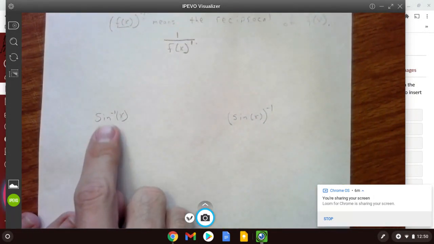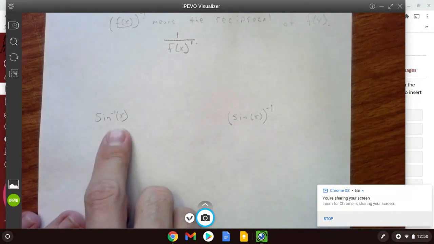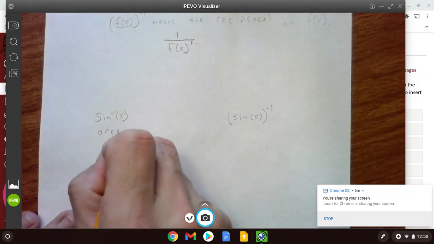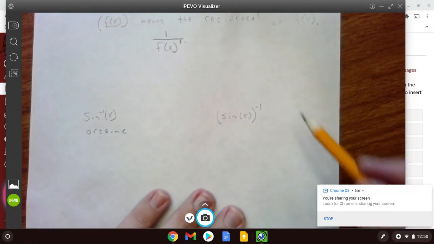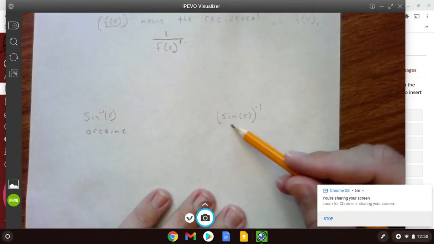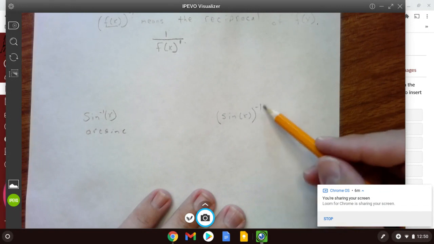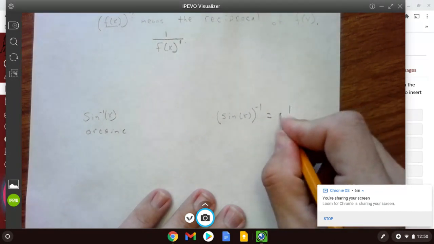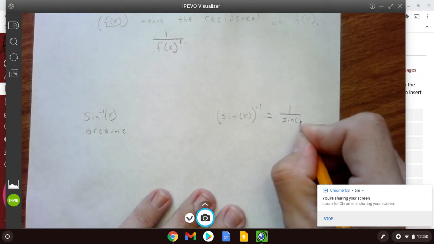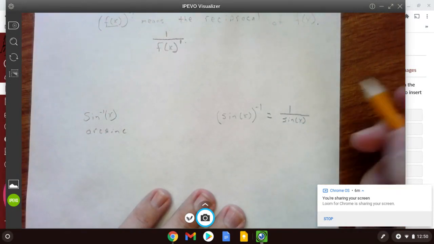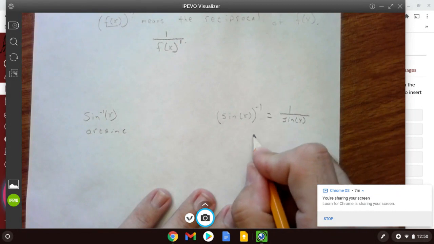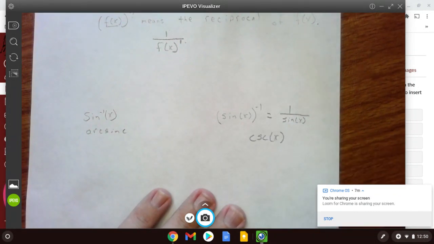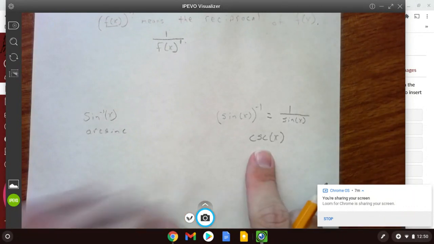So this one does mean the inverse sine of x, or the arc sine. But this one over here, because they're taking the sine of x and applying a negative exponent to it, this would be 1 over sine of x, and 1 over sine, as we know, is equal to cosecant of x. So they are different things.